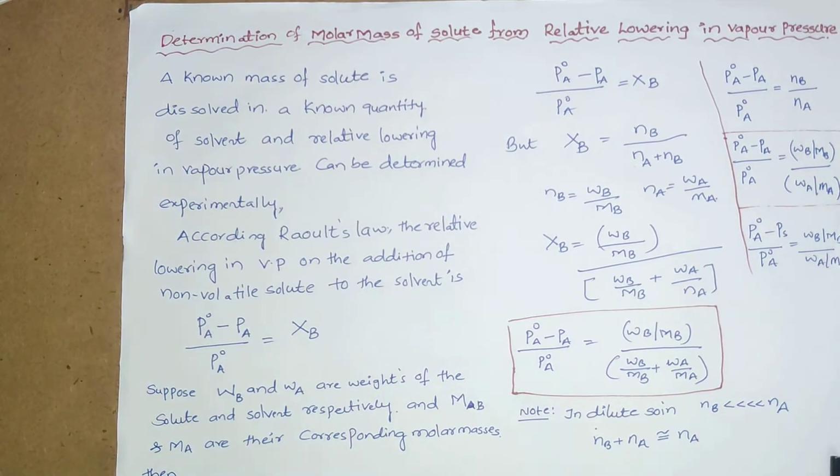So this is another formula that can be useful for the calculation. Sometimes you may not be given the vapor pressure of solvent; instead you are given the vapor pressure of solution. But when a non-volatile solute is dissolved in a volatile solvent, the vapor pressure of the solvent is equal to the vapor pressure of the solution. That's why in the place of Pa, we write Ps: (P naught A minus Ps) by P naught A is equal to Wb by Mb into Wa by Ma.